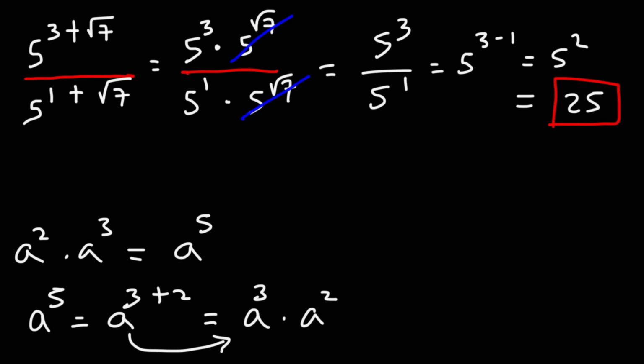So that's going to be our answer for that one. Now let's work on a similar example. Let's say we have 3 to the square root 5 plus 2 over 3 to the square root 5 minus 2. Go ahead and try this example.